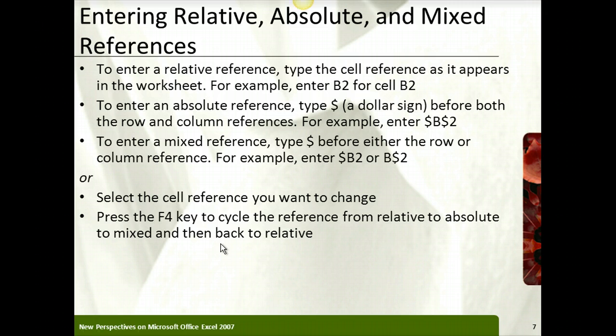So to enter a relative reference, you type in the reference for the cell that you're wanting to reference. You enter absolute reference with $ before both the row and column, for example $B$2. For the mixed, you just leave out one or the other. You can also toggle through the different references with the F4 key.